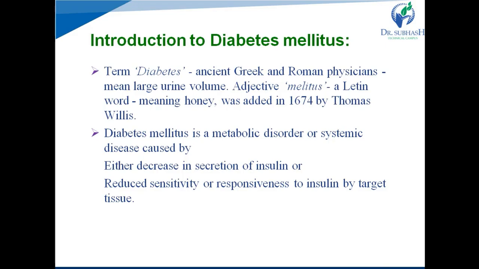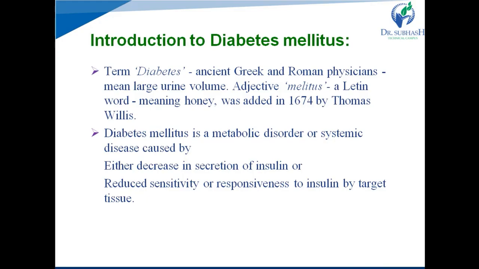How was this term diabetes mellitus developed? First of all, the term diabetes was used by ancient Greek and Roman physicians to mean large urine volume. In diabetes, the content of glucose is enhanced in blood and excreted through urine, so urine volume becomes large. So to indicate large urine volume, the word diabetes is used. And then the adjective mellitus, a Latin word which means honey, was added in 1674 by Thomas Willis.